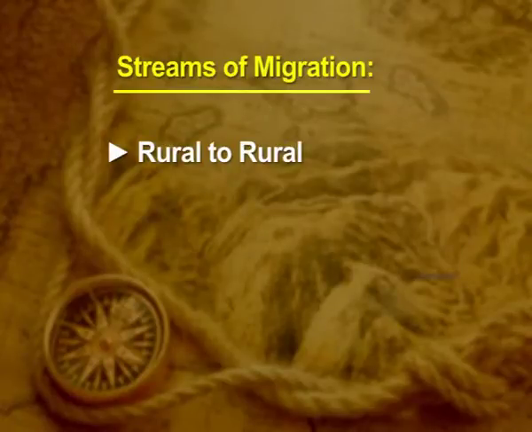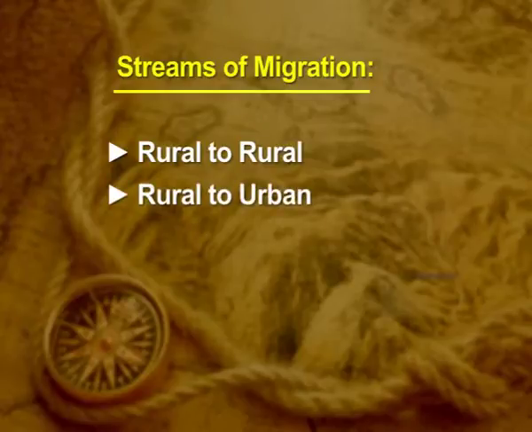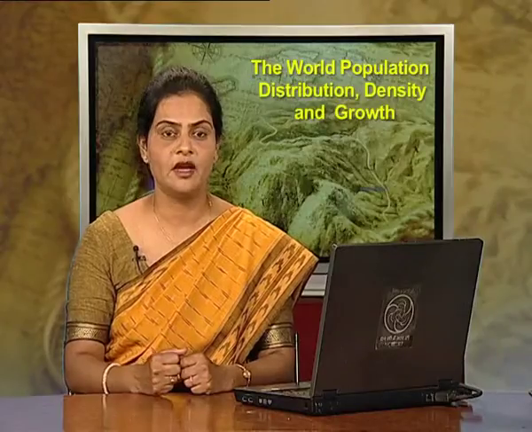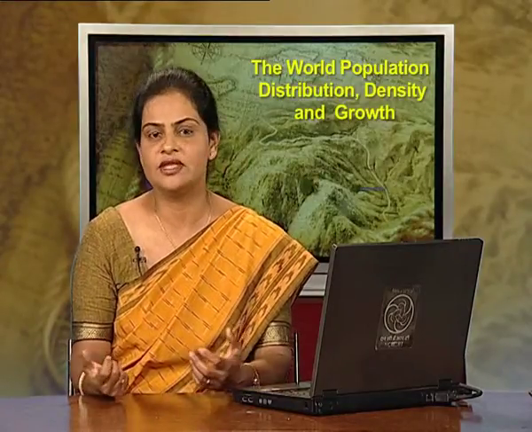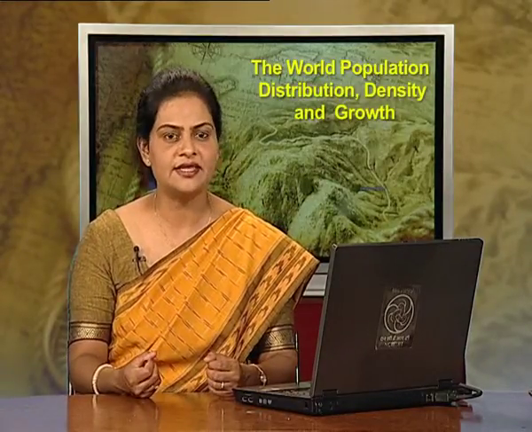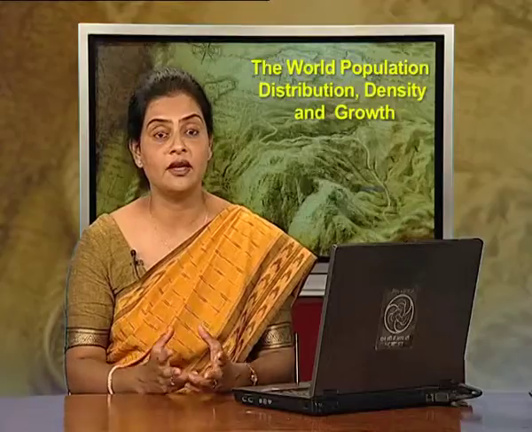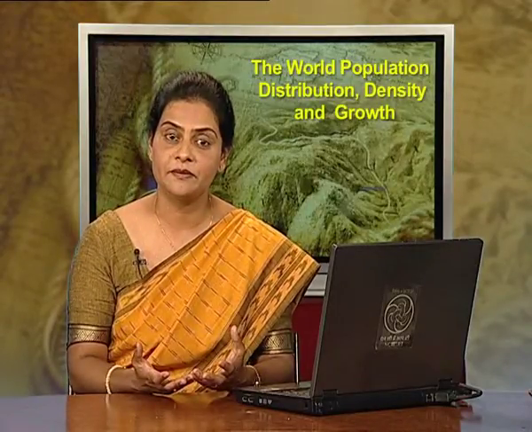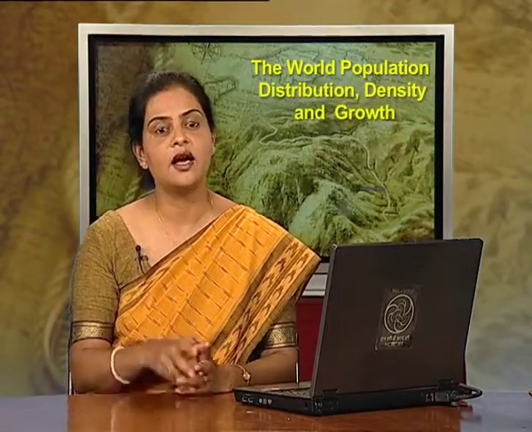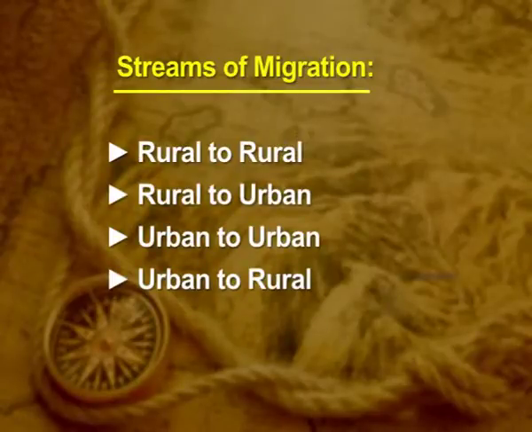The people migrate from one rural area to another rural area, or from a rural sector to an urban sector. A very common feature that we see all over is people migrating from one urban sector to an urban sector which is close by or maybe a little far away. The fourth stream is urban migration to a rural sector.